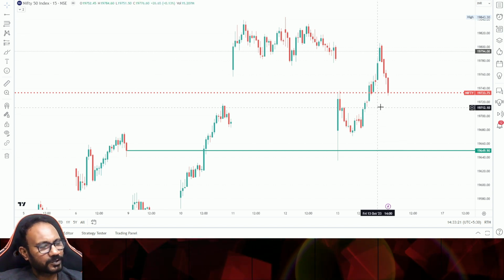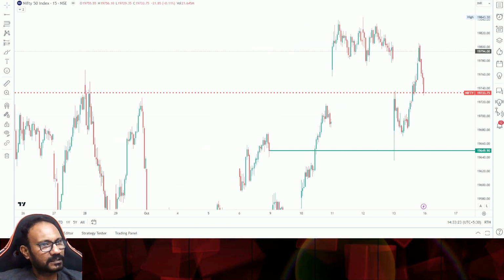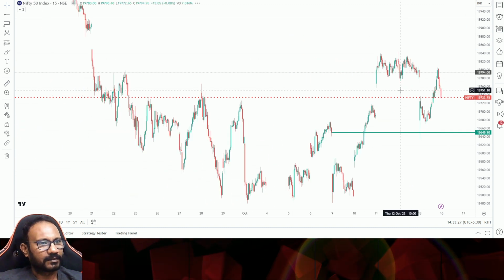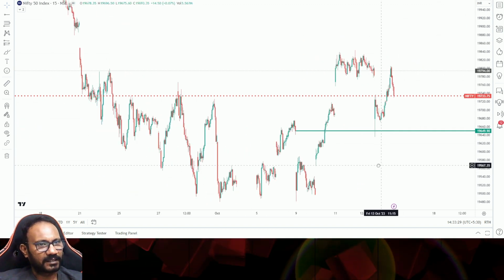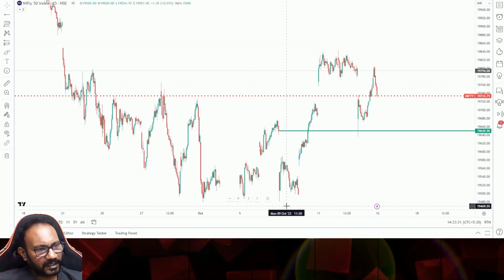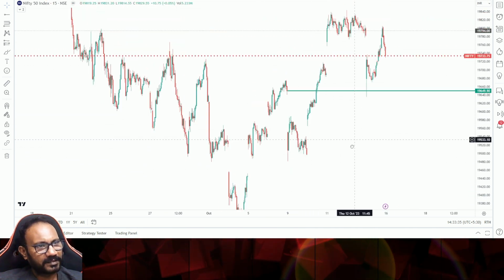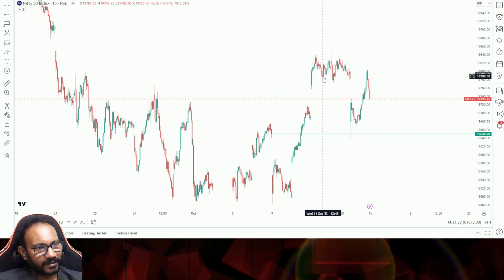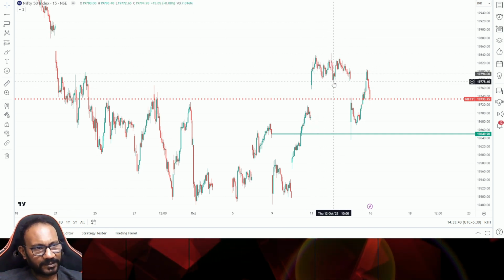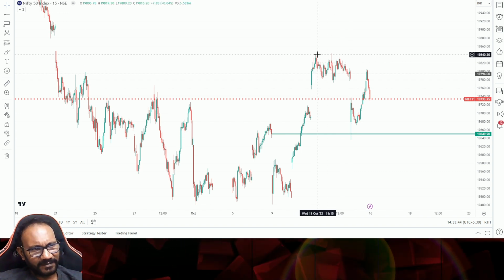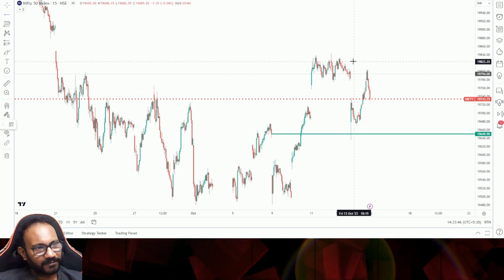What I want you to focus on is, let's go to a reasonably higher time frame like this. Here you see the market has taken a good rally from here, continued to go up. It got rejected. Again, it made an attempt, got rejected. Again, it went up and got rejected. So almost around this level, it got rejected, right?